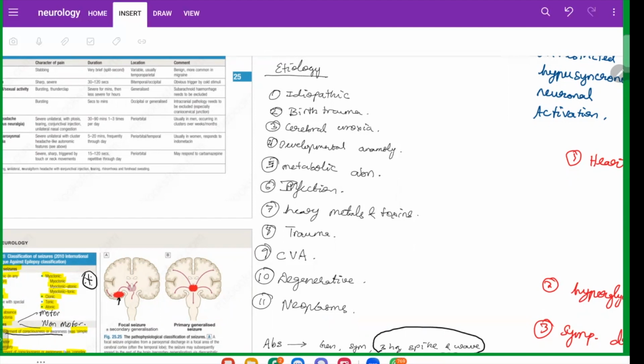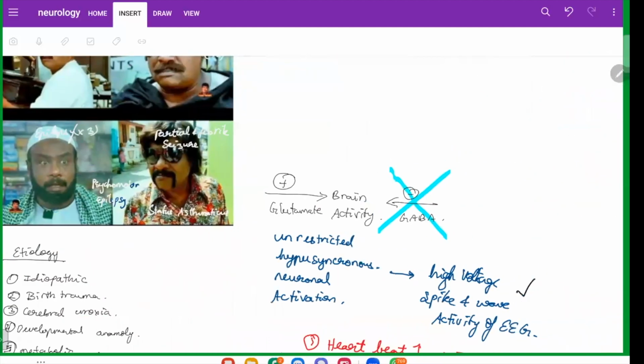Now coming to the pathophysiology. What happens exactly? You have two types of neuronal stimulation. One is glutamate, the other is GABA. Glutamate is an excitatory neurotransmitter, GABA is an inhibitory neurotransmitter. With the excitatory neurotransmitter, there is going to be an unrestricted hyper-responsive neuronal activation. The second one is GABA, which inhibits. If this inhibitory GABA is absent, there is hyperexcitation causing hypersynchronous neuronal activation, which is going to cause a spike and wave pattern in your EEG.